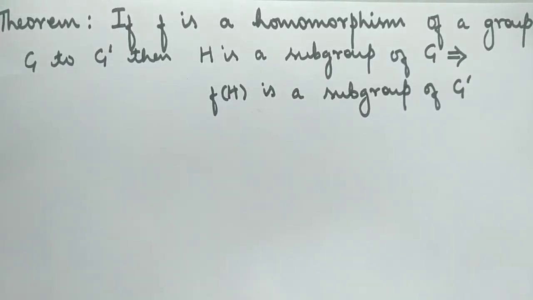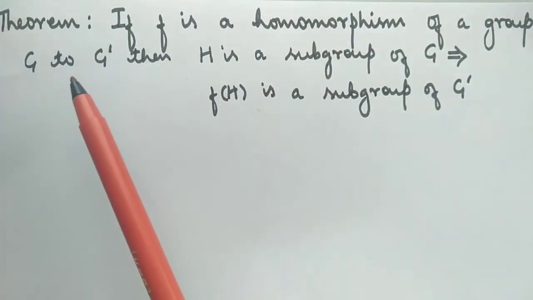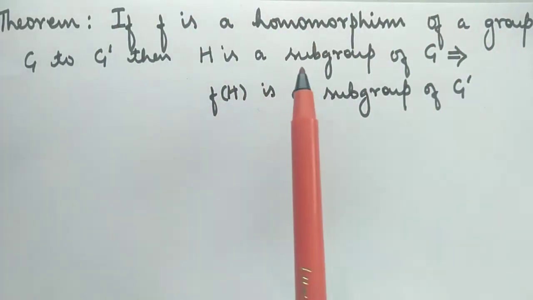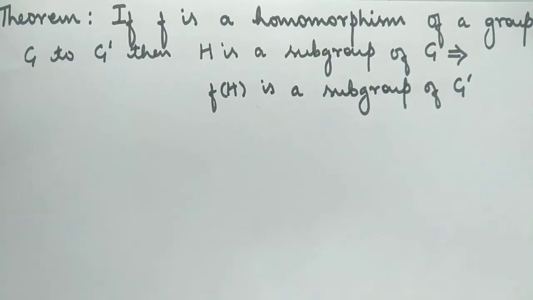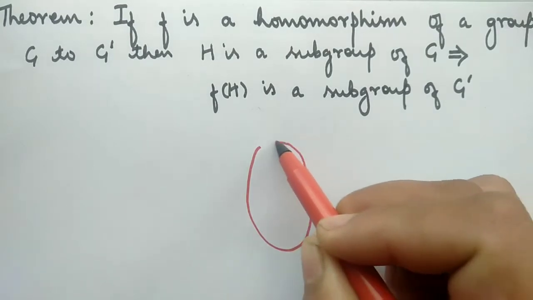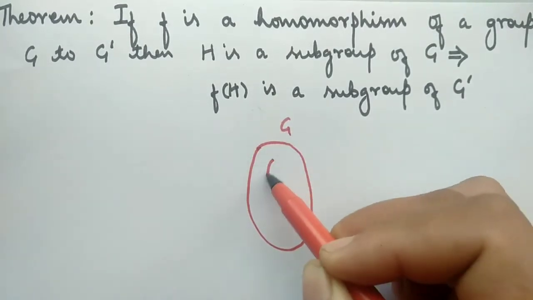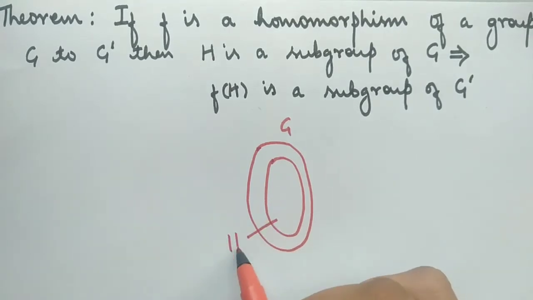Here we have a theorem. If f is a homomorphism of a group G to G prime, then H is a subgroup of G implies f(H) is a subgroup of G prime. Let us say that we have a group G. Let this H be a subgroup of G.